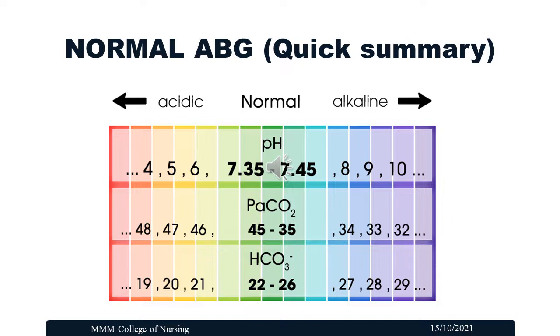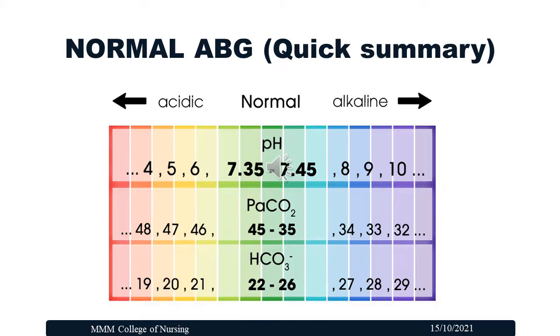The normal partial pressure of carbon dioxide is 35 to 45 mmHg. Higher than 45 it is considered as acidotic and lower than 35 it is alkalotic. Partial pressure of arterial carbon dioxide is measured to see how much respiratory acid, which is carbon dioxide, is there in the blood. So once again, the normal value of partial pressure of arterial carbon dioxide is 35 to 45 millimeters of mercury.